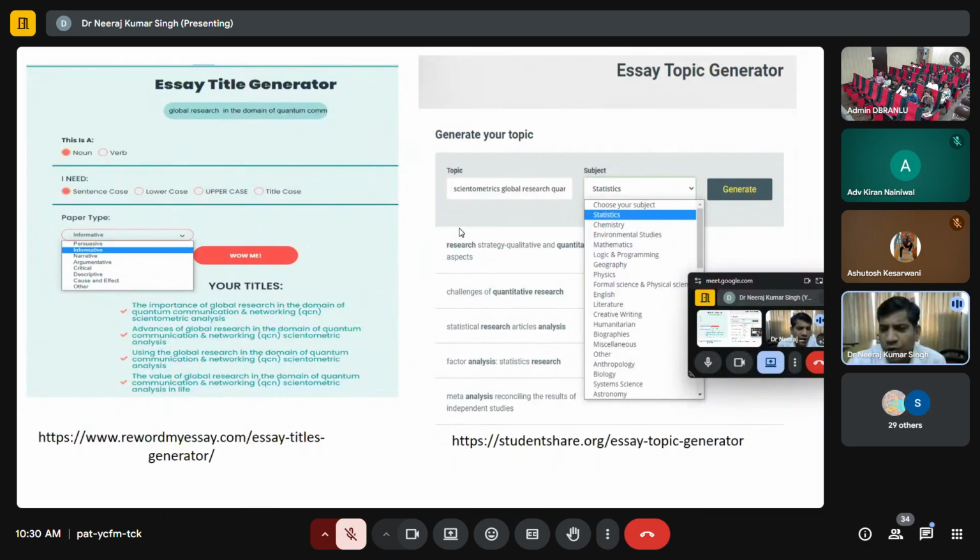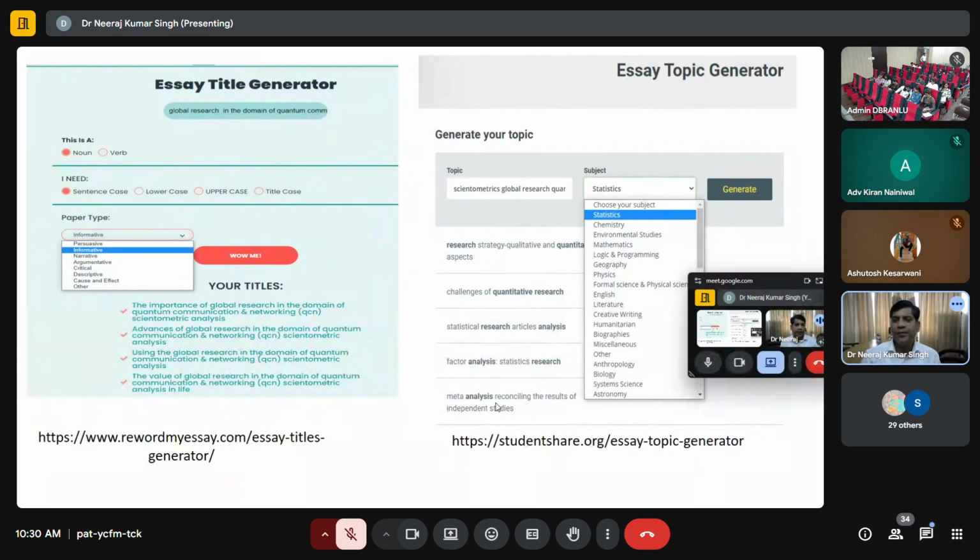So what you can do is you select the area of your study, enter the topic which you have decided, and then based upon the topic and your subject area, it will give you some 3, 4 options. From there also you can pick, right?